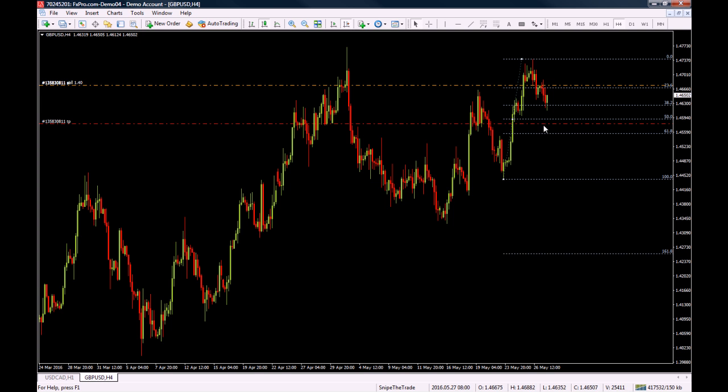And if we want to make sure to get filled, you have to put your targets a few pips above the 50. Why a few pips above the 50? Because we want to get filled on our position.